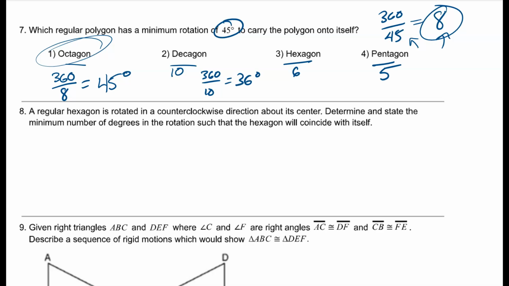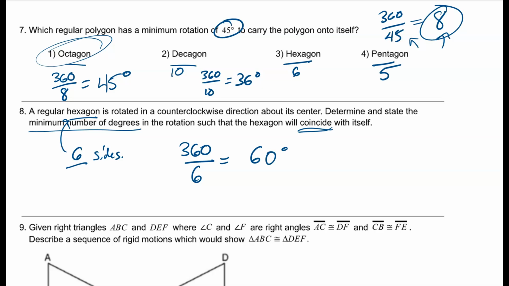So for something like number 8, I'm given a regular hexagon, that means that there are 6 sides, is rotated around its center counterclockwise, determine and state the minimum number of degrees in a rotation such that the hexagon will coincide with itself. That just means it's going to land on top of itself. If you could tell me that there are 6 sides, all you need to do is take 360 degrees, divide it by 6, because there should be 6 instances where these vertices map on top of each other.